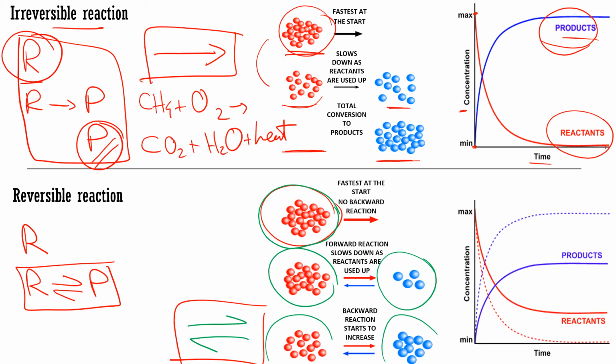We can see a graph for this reaction. Here it is. The products and the reactants are available. Why? Because the reactants could react to form products, and the products could react or decompose to form reactants. So we have both reactants and products available in the system. This is simply the difference between irreversible and reversible reactions.